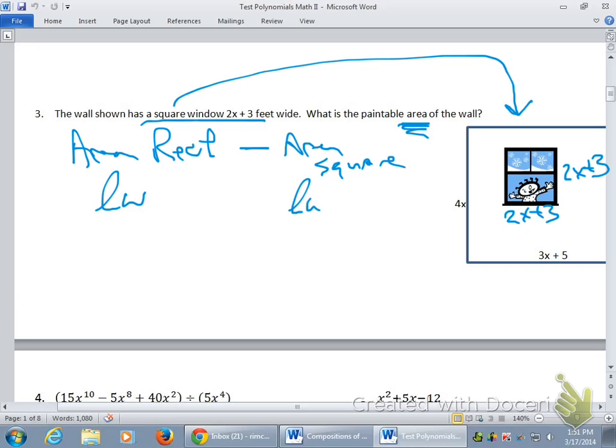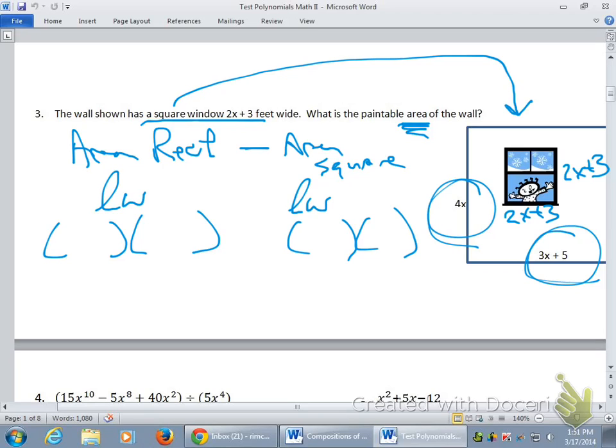Okay, it's still really length times width, but they're the same, right? So you've got length and width. Did I give you length and width? Yeah, I sure did. Here's the length and the width of the rectangle. Did I give you the length and width of the square? Yes. Now this one over here, the rectangle, this is a monomial, this is a binomial.